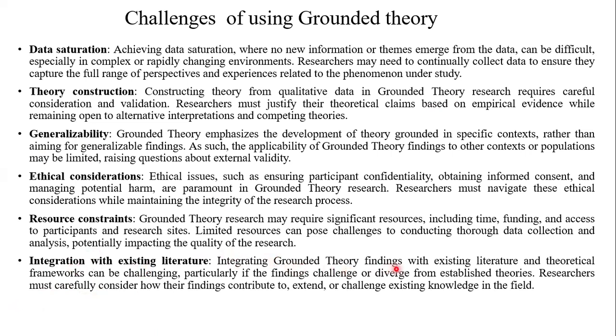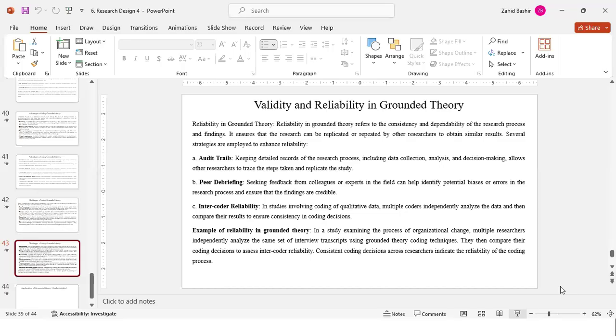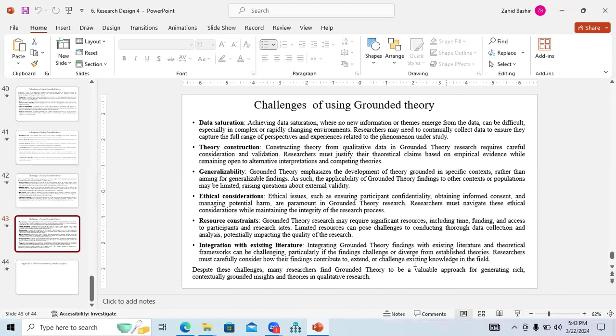Integrating grounded theory findings with existing literature and theoretical frameworks can be challenging, particularly if the findings challenge or diverge from the established theory. Researchers must carefully consider how their findings contribute to, extend, or challenge existing knowledge in the field. So these are some of the challenges that you need to understand with reference to grounded theory.